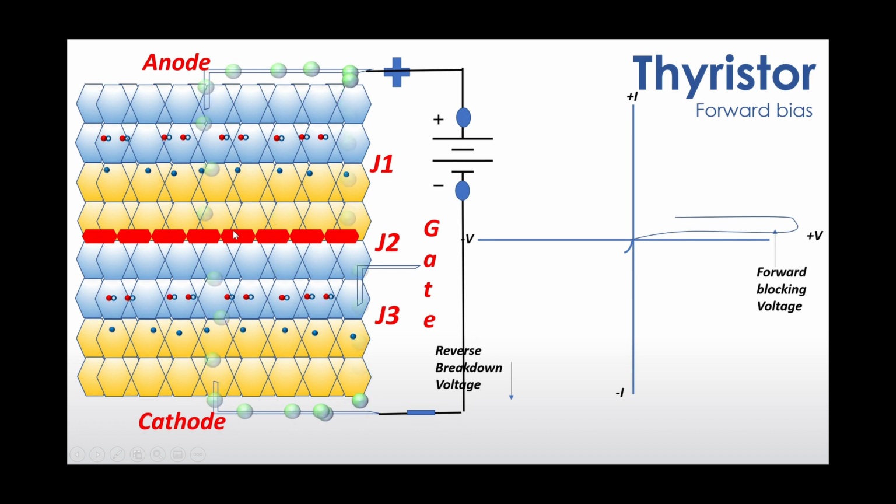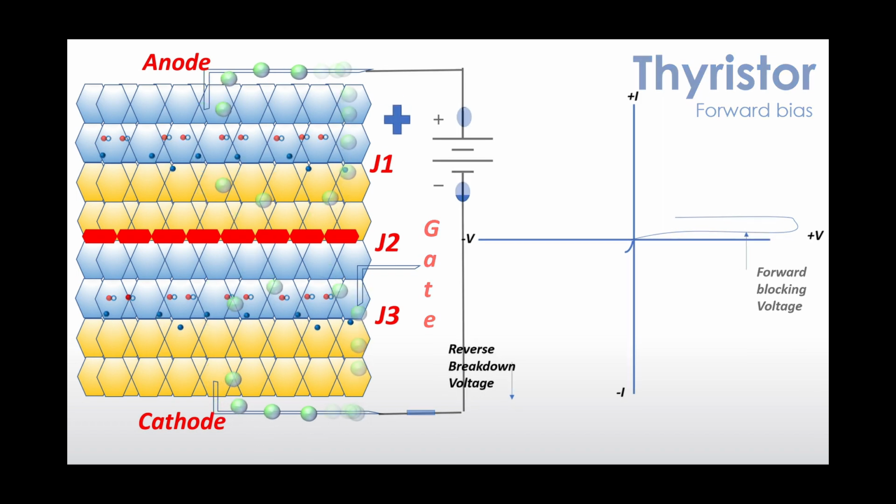Till how much voltage can it stay off? This is the forward blocking voltage. Up to this condition, the thyristor cannot be turned on. If you put more voltage over here, it may start to conduct, but it can also fail. Now let's see what happens if we switch over the supply.